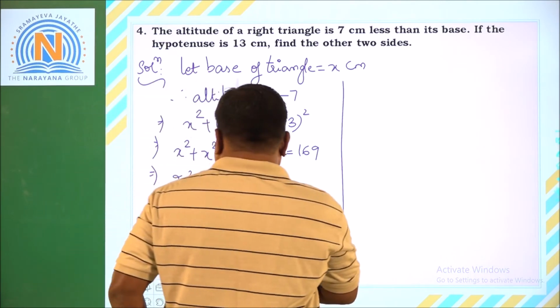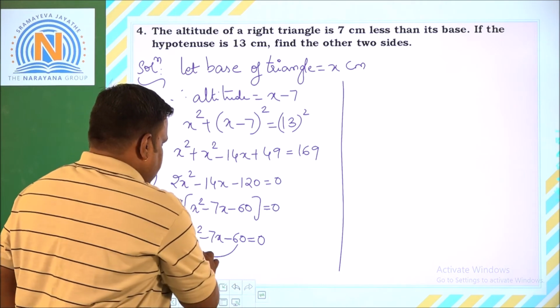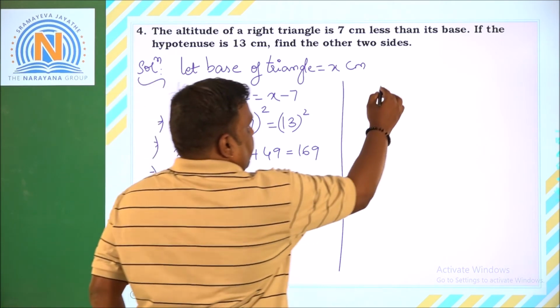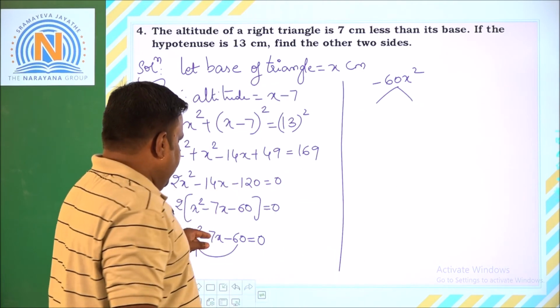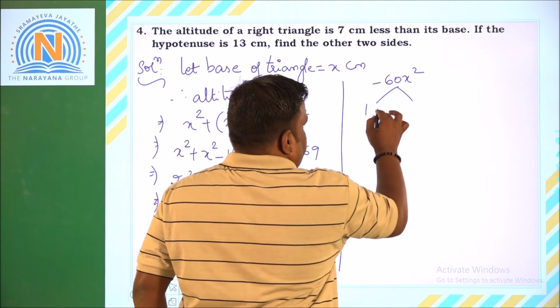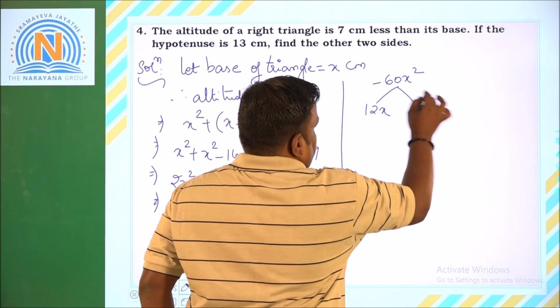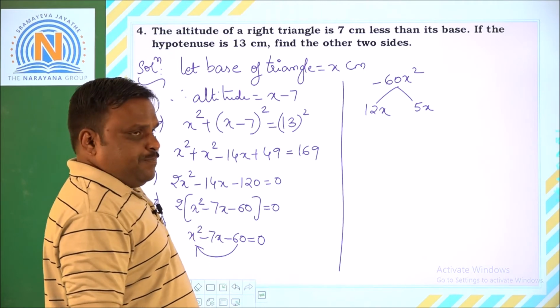Again the same thing, factorization. In this factorization part, multiply first and last term including sign. So I will be left with minus 60x square. Again I have to get the middle term as 7 when I add or subtract. So the factors will be 12x and 5x. 12 into 5 will be 60, and if you subtract 12 and 5 you will get 7.